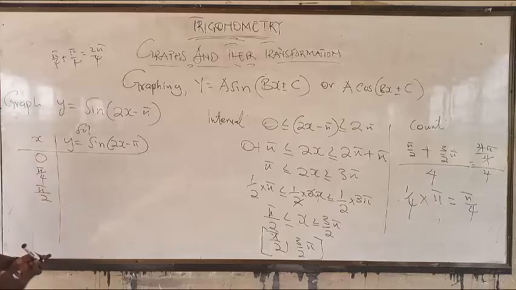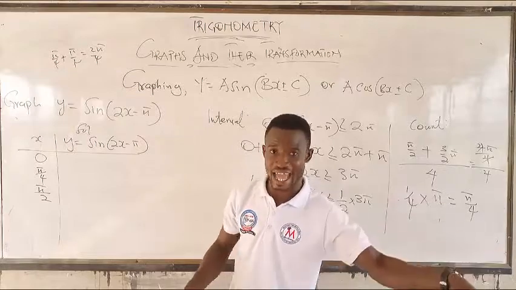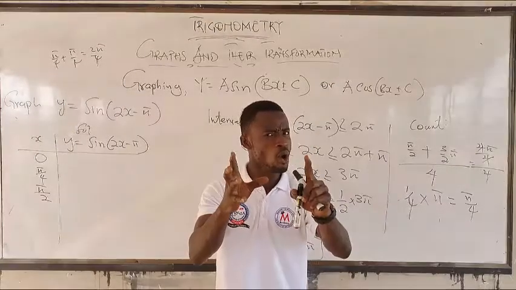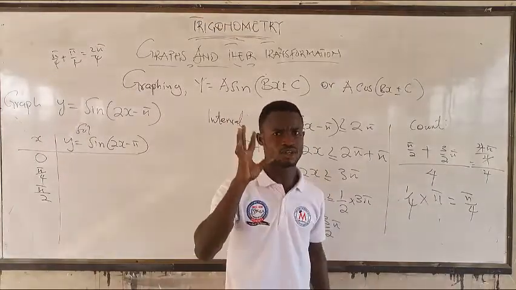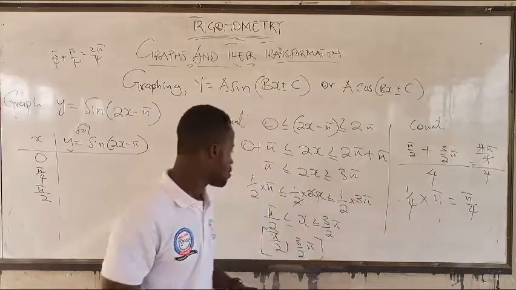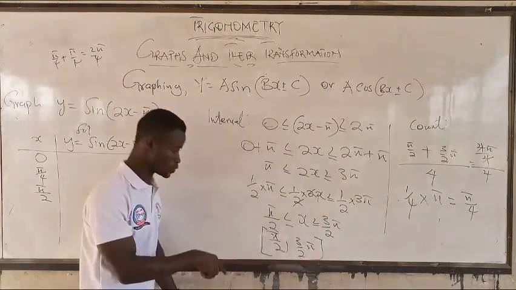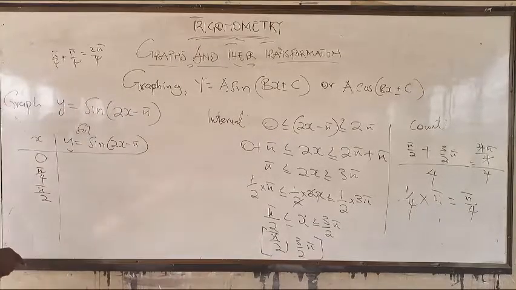Now, we are not adding till we get to pi, which is a period. But we are adding till we get to 3 pi over 2. That's what we are doing.